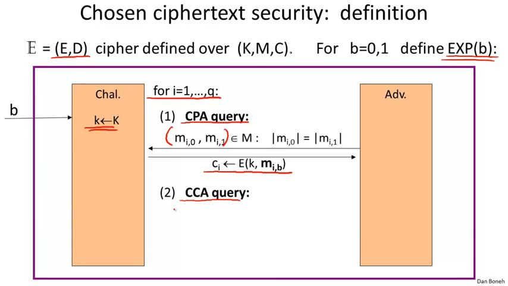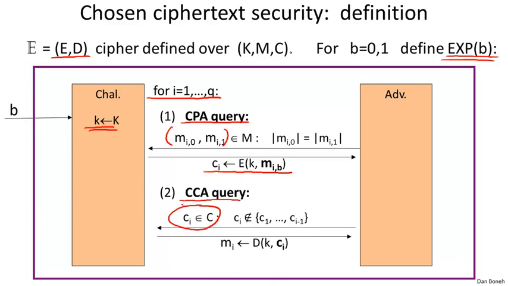This is where the adversary submits an arbitrary ciphertext of his choice, and what he gets back is the decryption of that ciphertext. Notice the adversary is allowed to decrypt arbitrary ciphertext of his choice. The only restriction is that the ciphertext is not one of the ciphertexts that were obtained as a result of a CPA query. Of course, this wouldn't be fair otherwise, because the attacker can simply take one ciphertext that was obtained from a CPA query. That's going to be either the encryption of M0 or the encryption of M1.